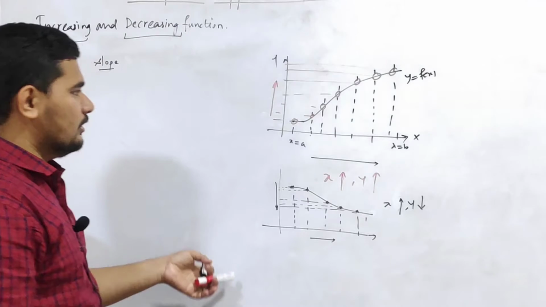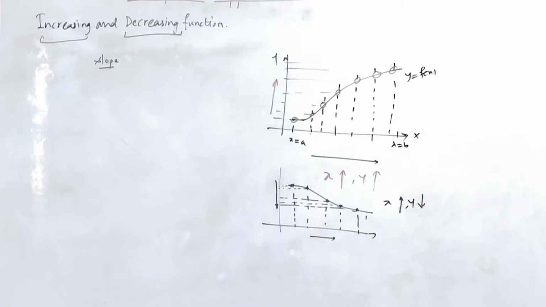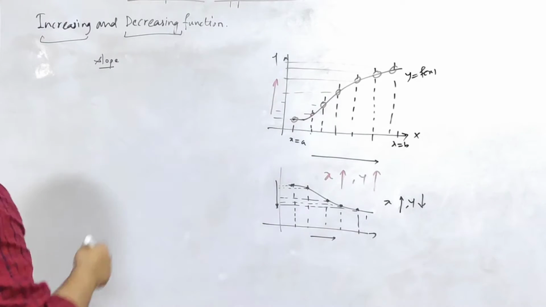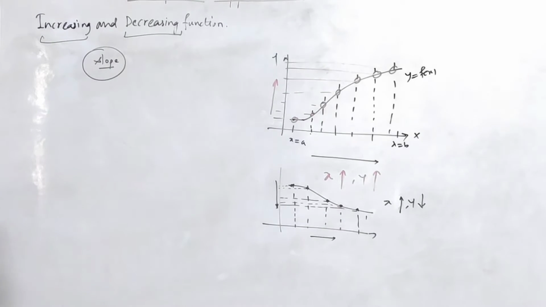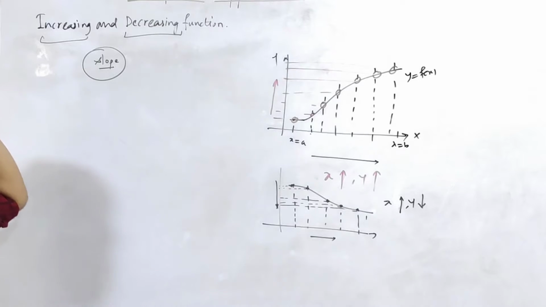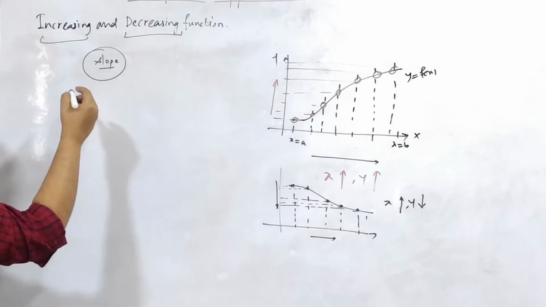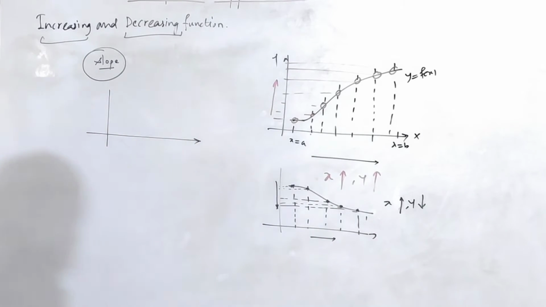Now how do we determine the increasing and decreasing nature of a function? To determine whether it is decreasing or increasing, we need an understanding of slope. Slope is a very basic concept. Many of us have already learned it in class 9 or 12, but I will again recapitulate this concept. Slope is nothing but the steepness of a profile.